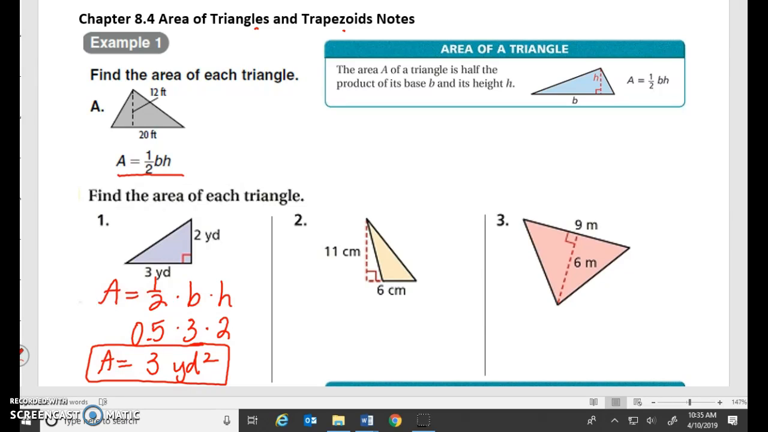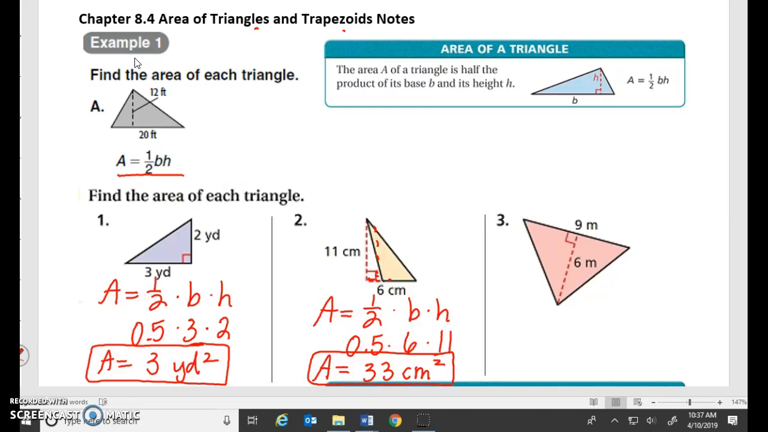All right, this next one is a triangle. What's the formula for area of a triangle? 1/2 times base times height. Let's fill in our numbers. 1/2 becomes 0.5 times our base 6 times our height, 11. Solve that and put on the label. Okay, you should have ended up with 33 centimeters squared.